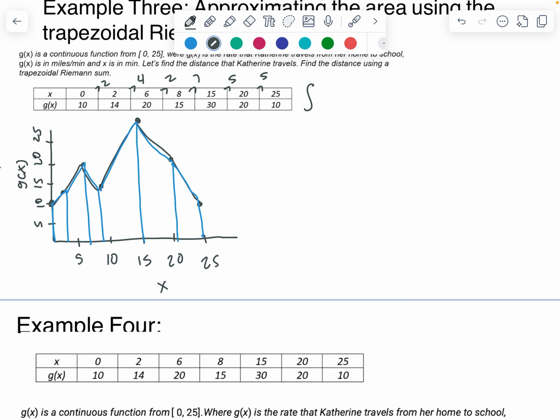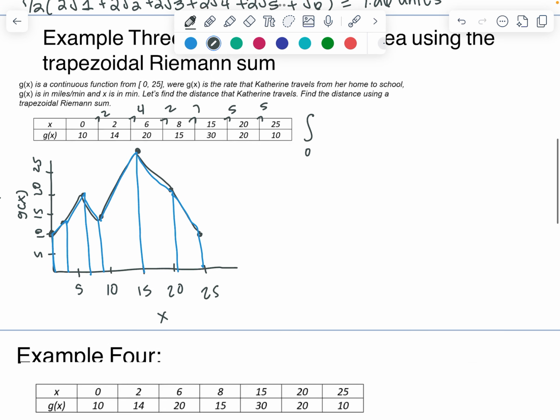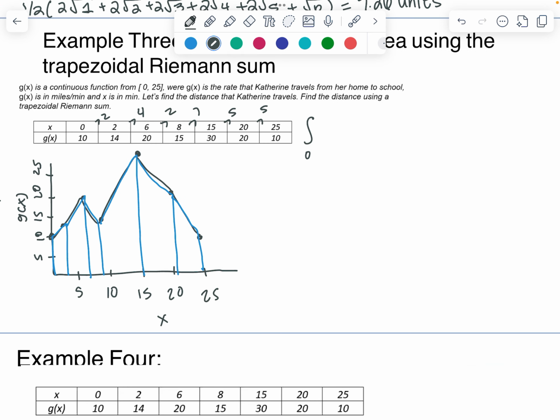Now that I have my picture, I've really set a lot of things up for myself. Also, this connects to what we were doing the other day. It says trapezoidal Riemann sum, so you know that you should do this. If you find the area under the curve of a rate function, and the rate is miles per minute, then the area under that curve gives you the accumulation of miles.